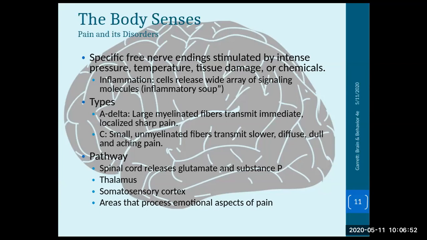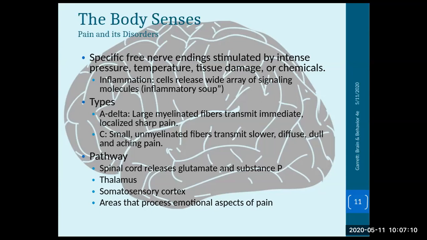So for the pain pathway, how does this work? Again, once that information about touch and tissue damage gets to the spinal cord, it crosses over. The spinal cord is going to release glutamate, and I told you earlier in this course that pain has its own chemical.